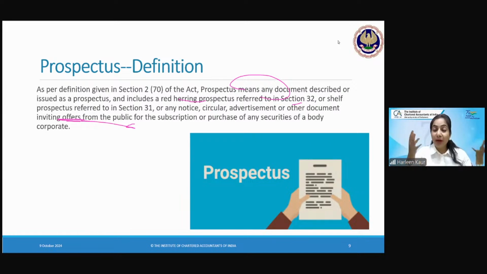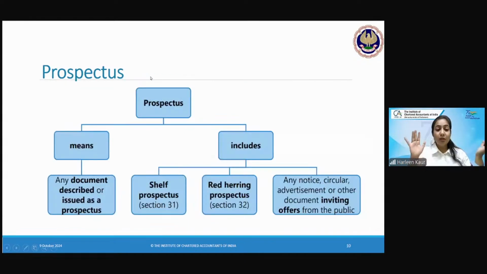Now, what is this? So much information. How will we remember? Let's break it into different parts. So let's go to this slide. Prospectus means. So it says number 1, what is the meaning? So how are we going to learn it? We're going to divide it into different points. Number 1 point, any document which is described and issued as a prospectus. I just explained to you, I take a document inviting the public to come and take the shares of my company. That document is a prospectus.